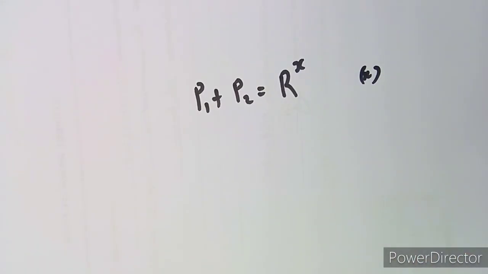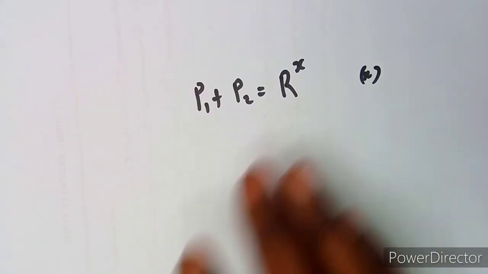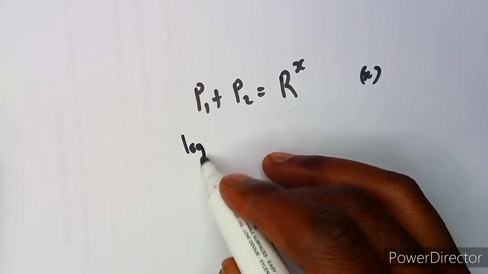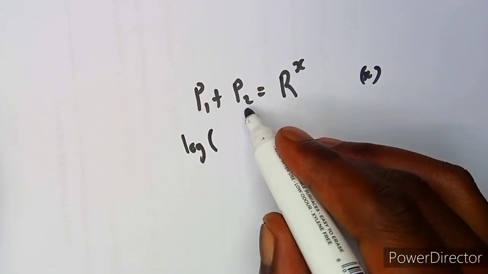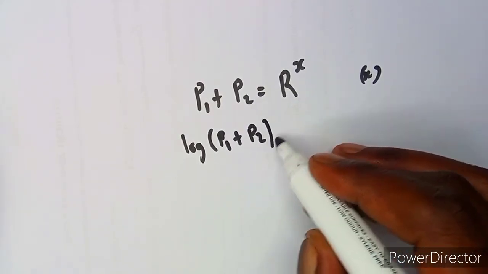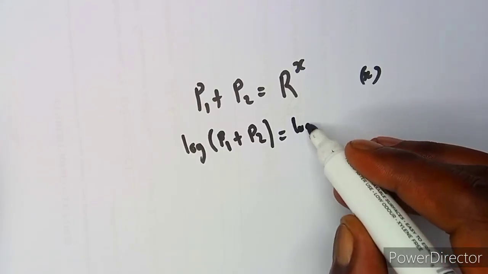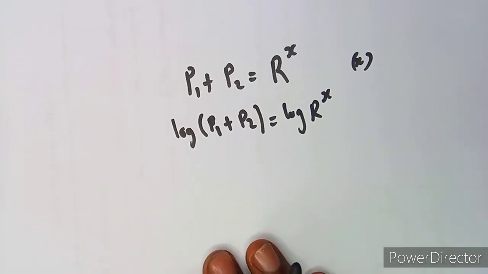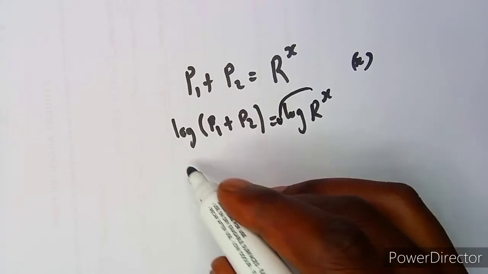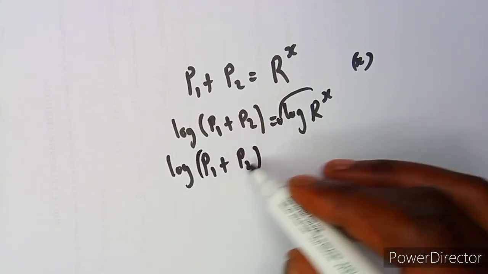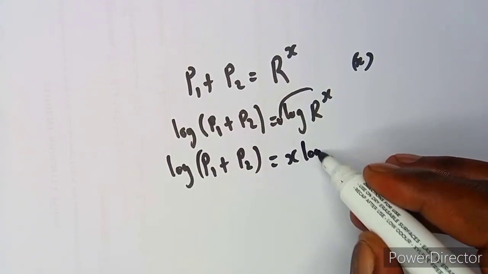Okay, we already have a single term here on the right hand side, so you can actually introduce log so that you can simplify. You can choose to introduce ln if you want. Let's say introduce log. This is going to be affected under single log, so it's going to be log of P1 plus P2 equivalent to log r to the exponent of x. The moment I introduce log, I can now drop this exponent so that it becomes log of P1 plus P2 equivalent to x log r, like this.